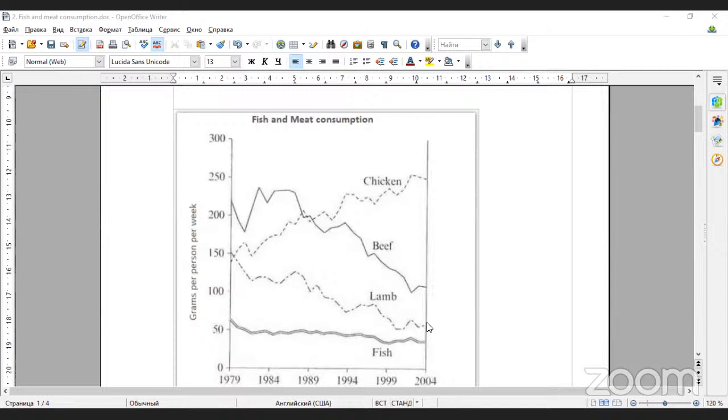You can also be a little bit more specific, and you can say, and in particular, while the consumption of beef and lamb increased significantly over the studied period, the consumption of fish witnessed an insignificant decline. Yeah. Okay.